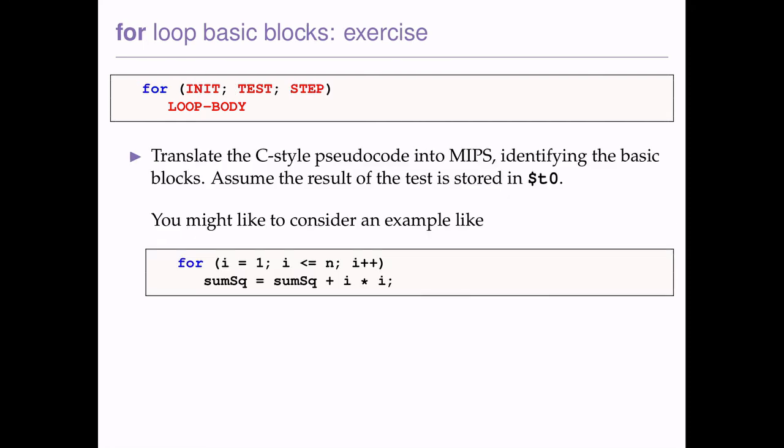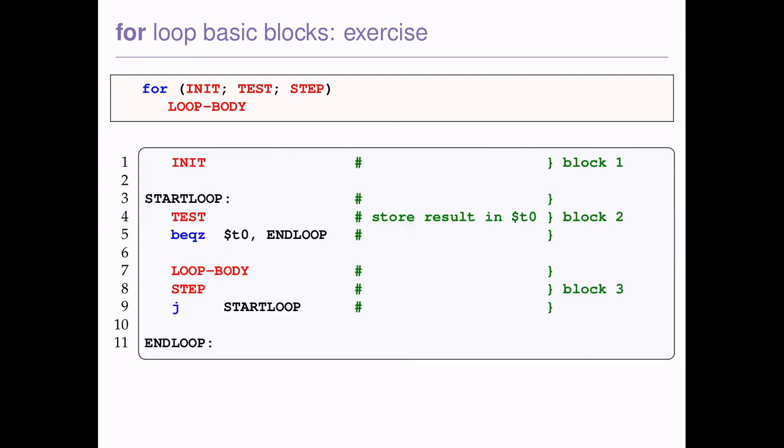Okay, so let's have another example of a for loop. So remember, with our for loop, we initialize values, we test, and then we increment, and we have a loop body of code. So we have to convert this into some sort of MIPS pseudocode, as we did in the previous example, identifying the basic blocks and assuming that the result of the test is stored in T0.